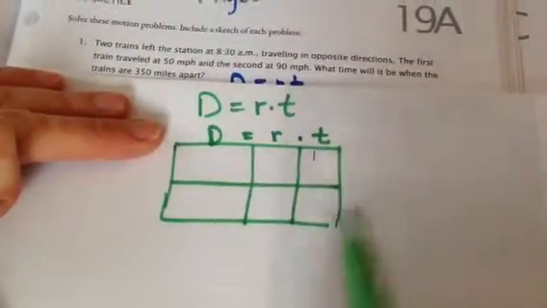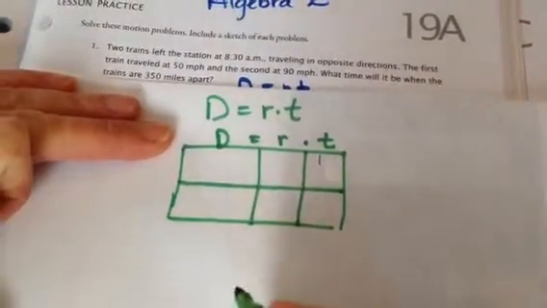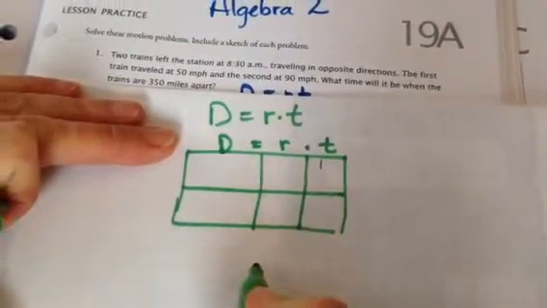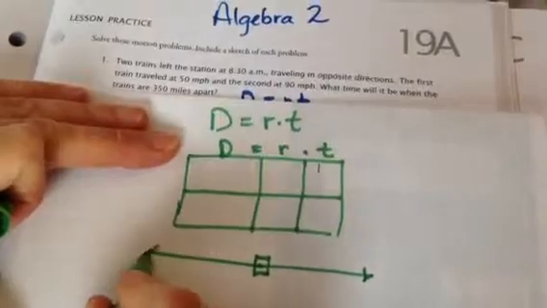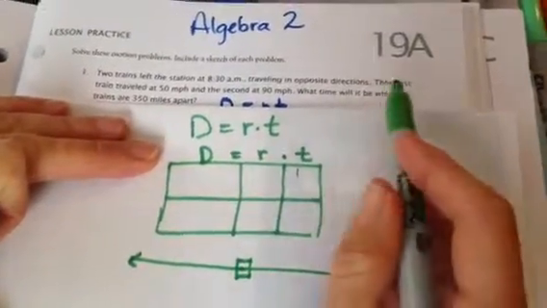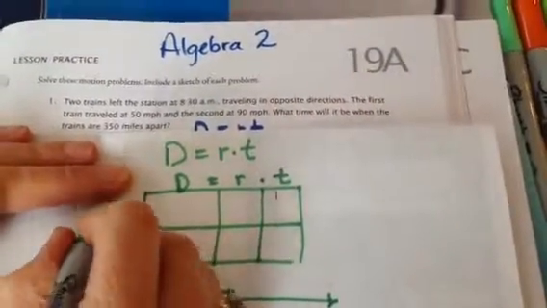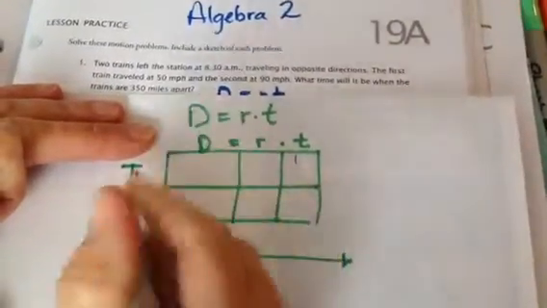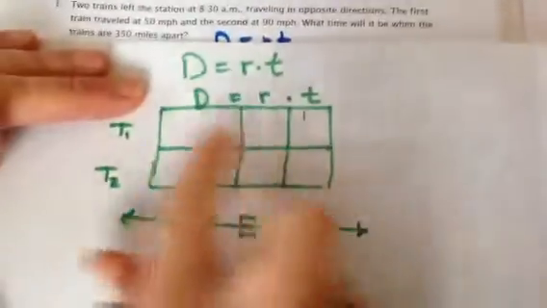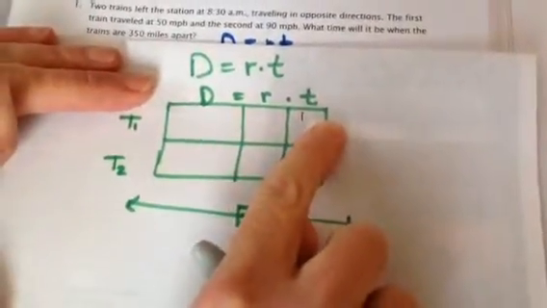It says, two trains left the station at 8:30, traveling in opposite directions. So here's my train station. I've got these trains, and they're going in opposite directions like this. This first line is going to represent my first train. This line is going to represent my second train, because I've got two different trains, two different scenarios going on.